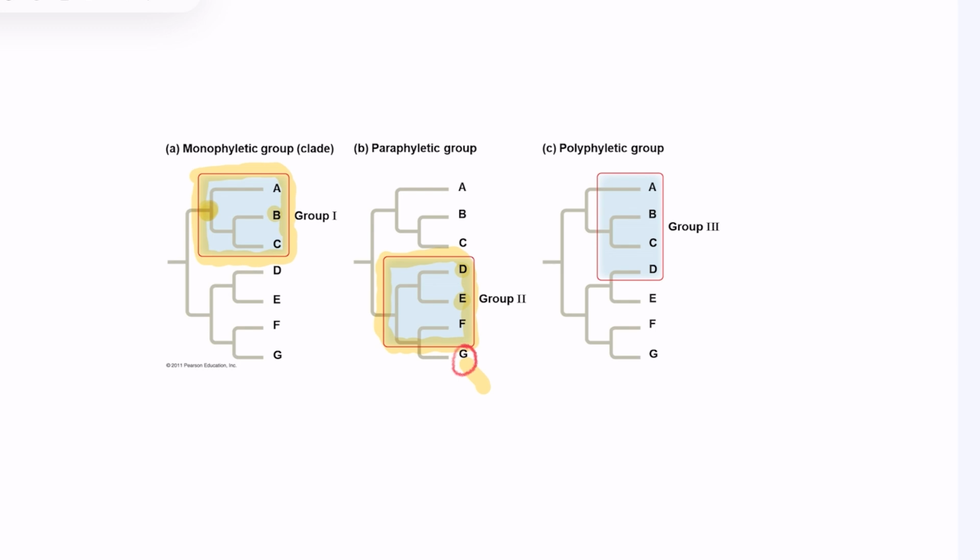So that's why it is called a paraphyletic clade. In monophyletic clades, all the descendants are included with the ancestor species, but in a paraphyletic clade, not all the descendants are included, only some are.